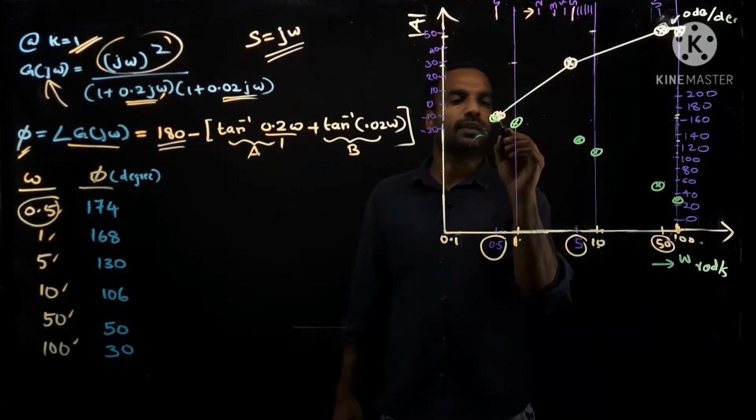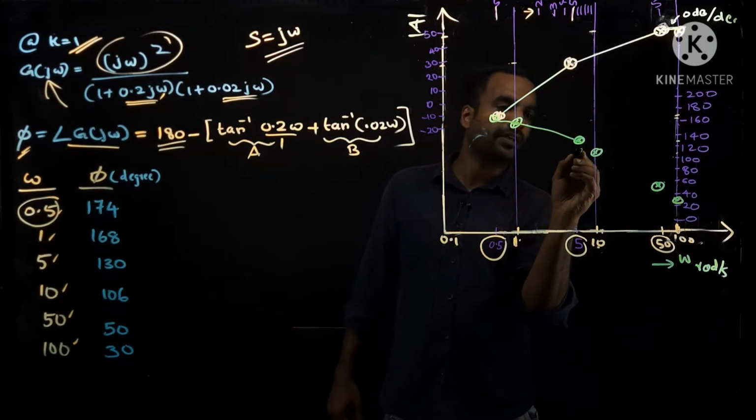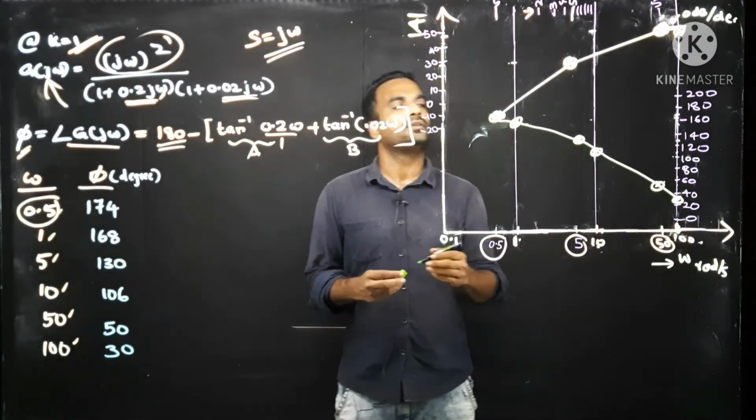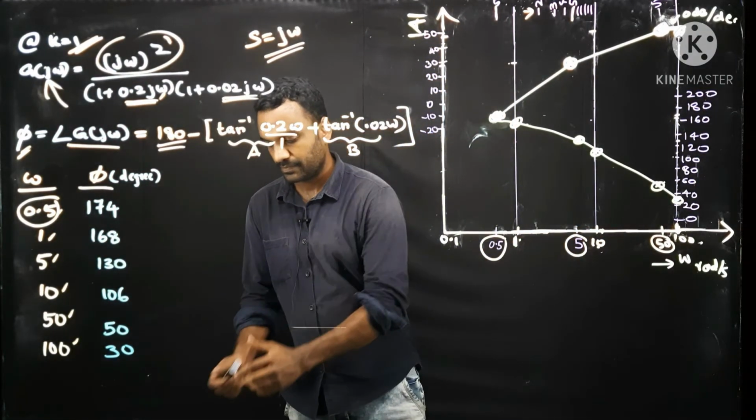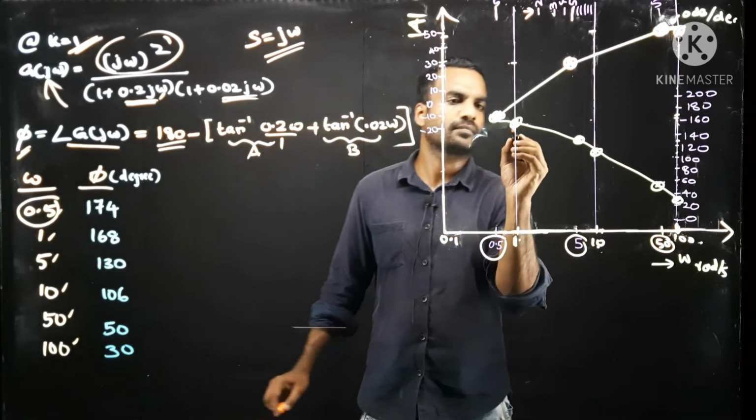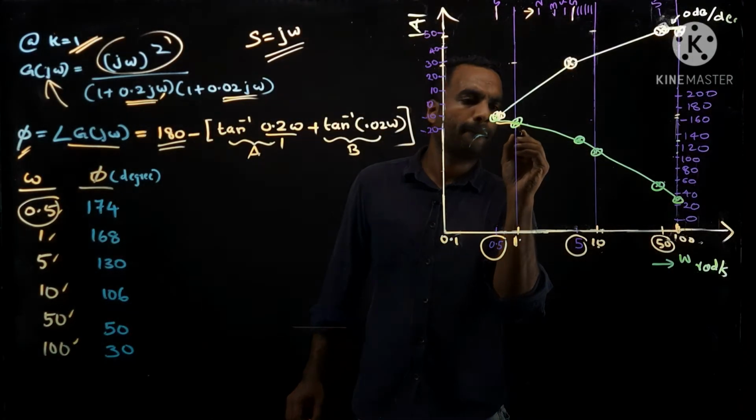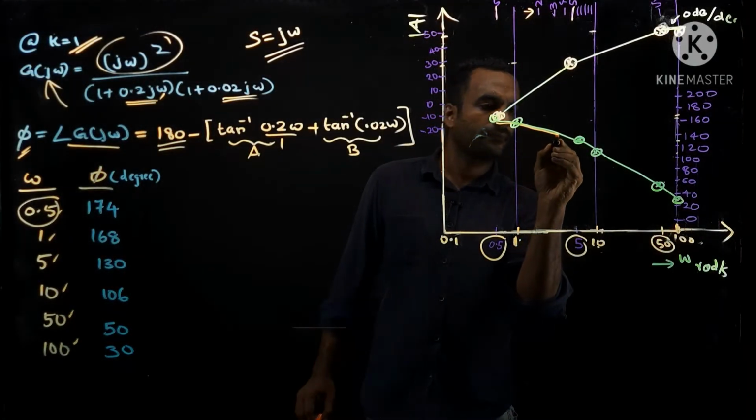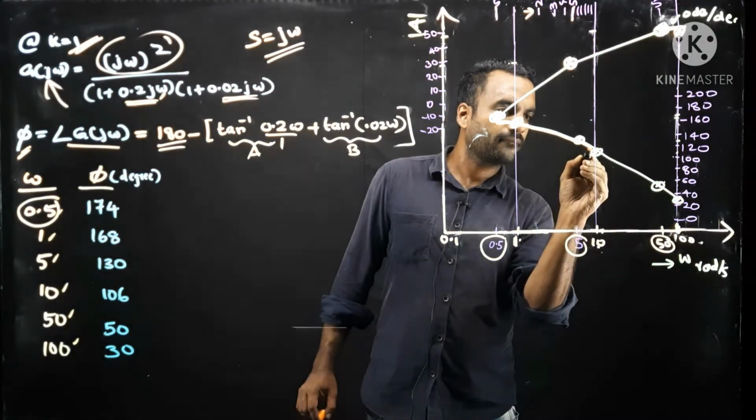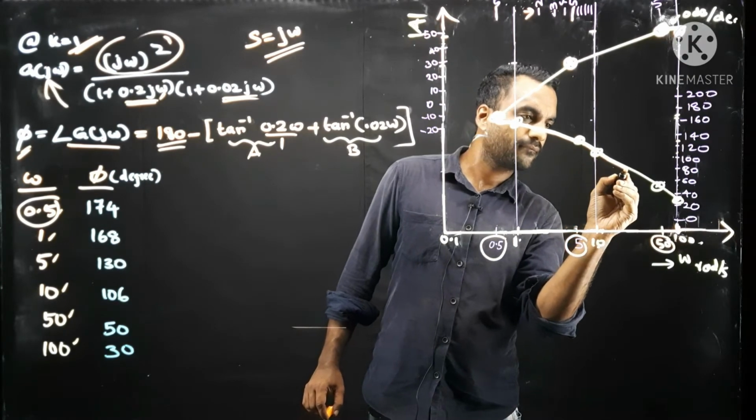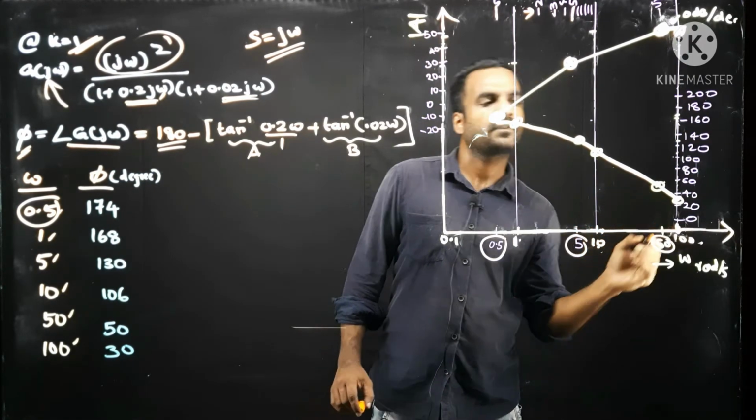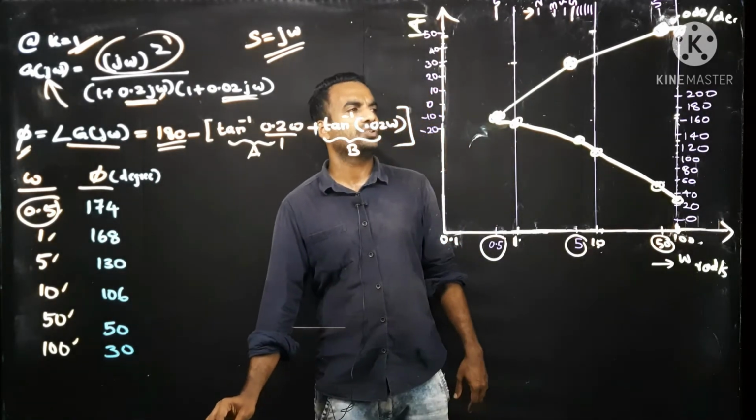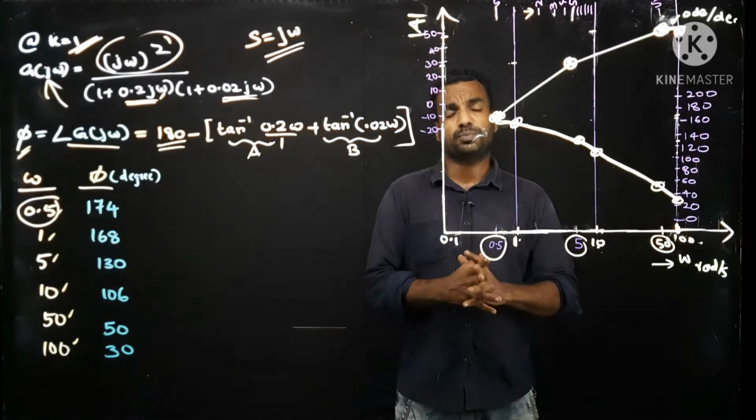Okay, now let me connect these points with freehand drawing. So the phase plot and magnitude plots are over.